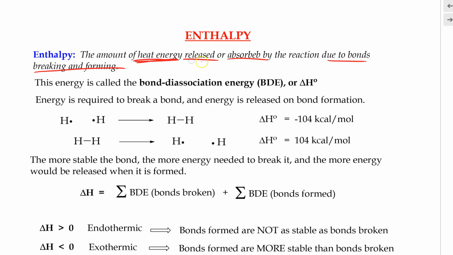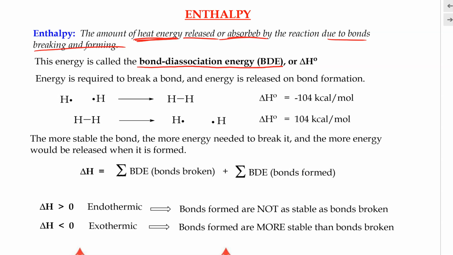Whether heat is added in or released, all of this associated heat is called the enthalpy of the reaction. And the enthalpy of the reaction is also referred to as the bond dissociation energy, or BDE, or the delta H of the reaction. And the reason why heat is involved in a reaction is because of the following. In the course of a chemical reaction, chemical bonds are being broken, and energy is required to break a bond.